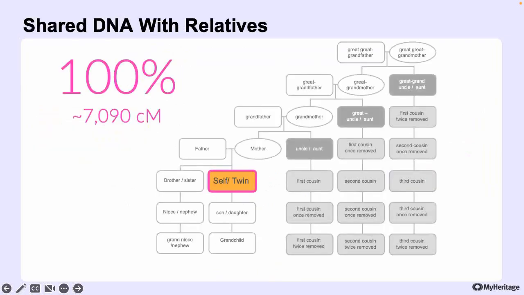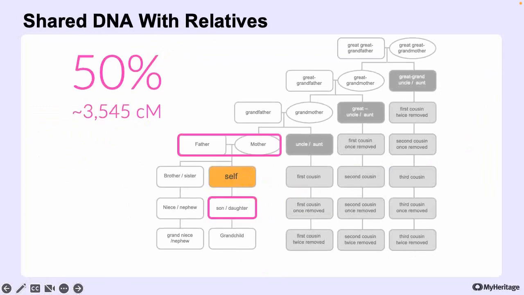Okay, so now we talked about DNA and the amount of DNA that we share. Now let's see how it indicates a relationship with a person. Let's start with 100% DNA. Let's start with myself. The 100% DNA represents the total amount of DNA that I have.